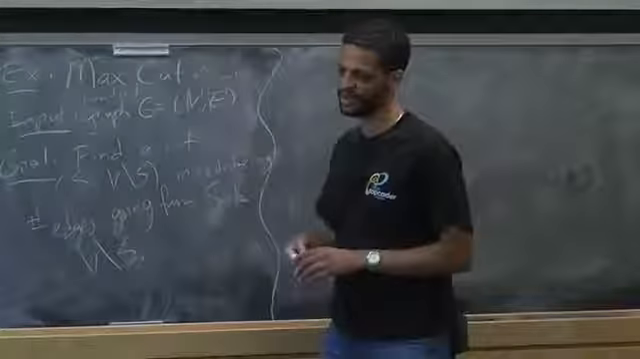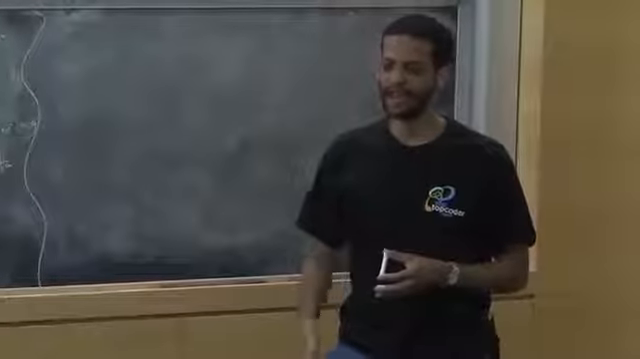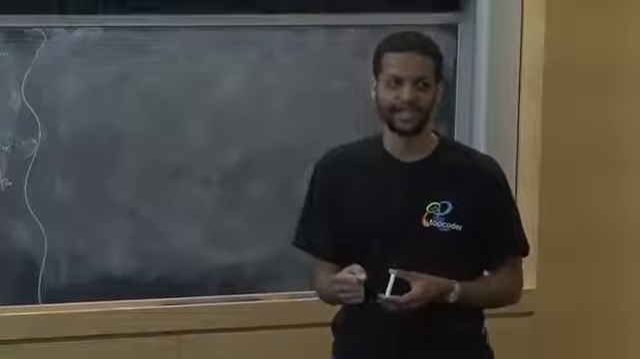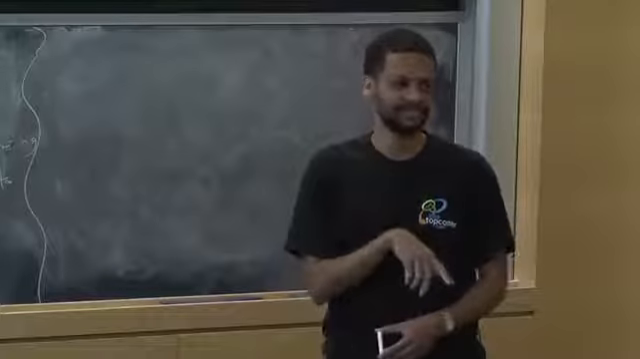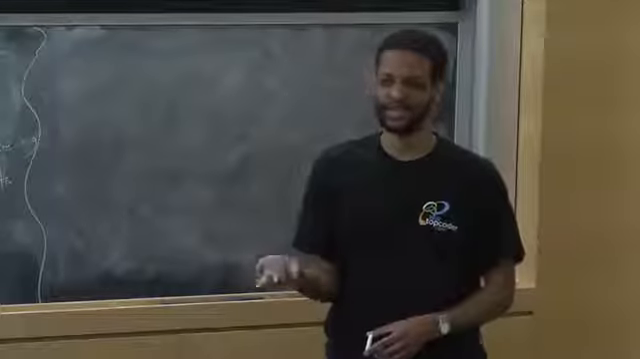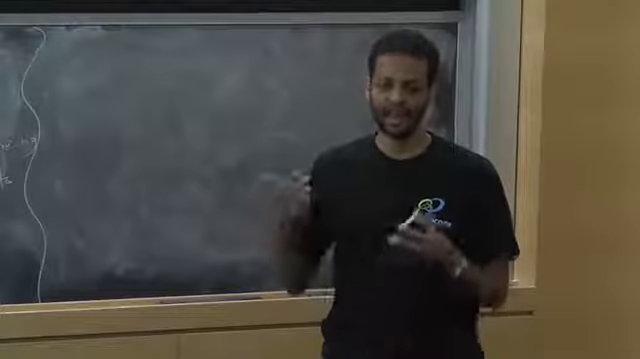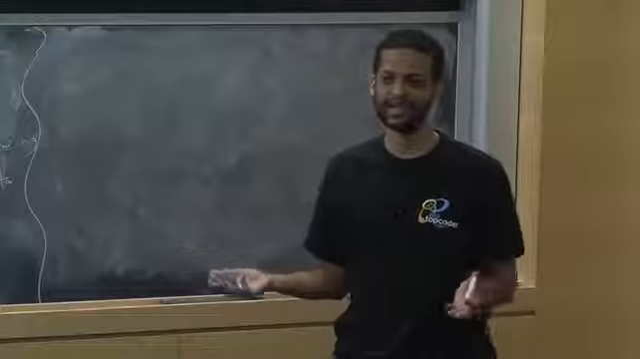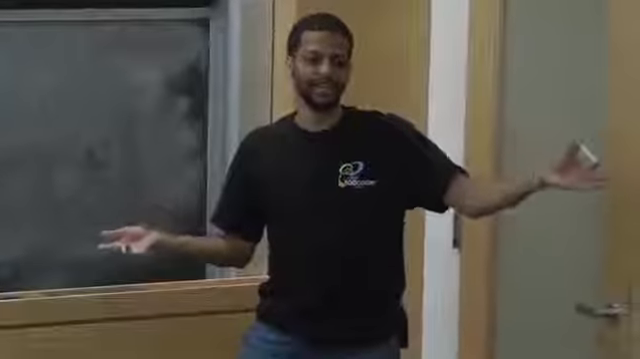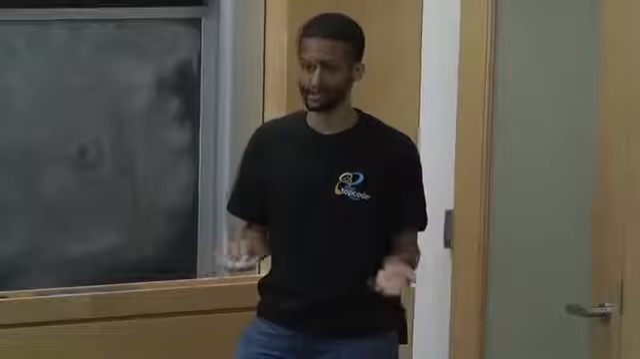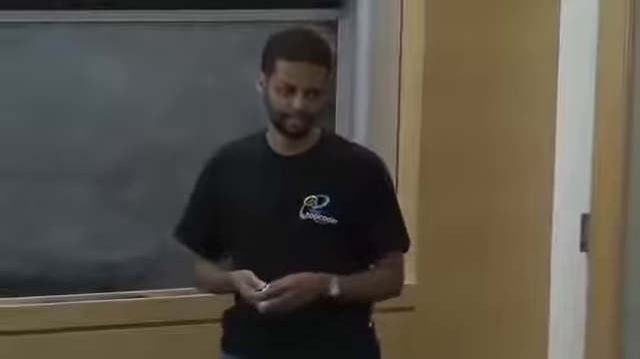Another non-random algorithm is just to start with an arbitrary partition. And as long as there exists a vertex that has more neighbors in its own partition than in the other one, swap it. So this has to terminate because you're always increasing the number of edges that cross the partition. And if it's terminated, then every vertex has at least half its neighbors on the opposite side, which means that you have at least m over 2 edges crossing the partition. So both of those are 2-approximations. You get at least half of opt.